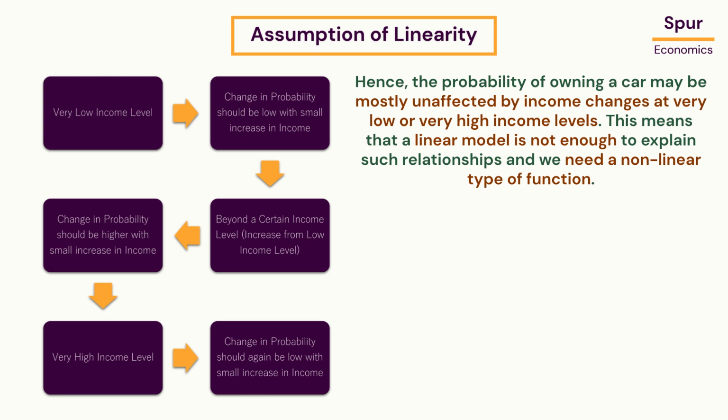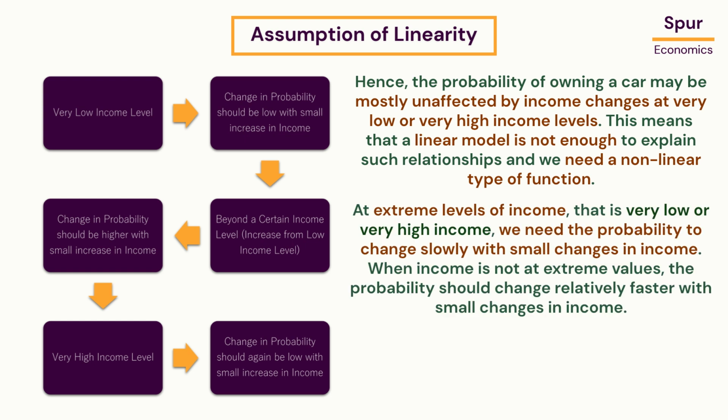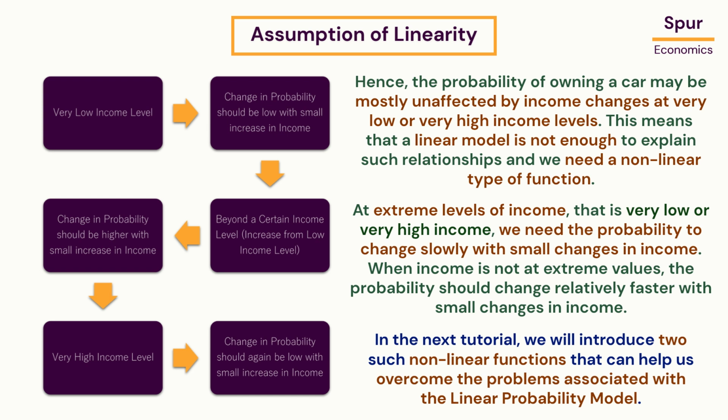Hence, the probability of owning a car may be mostly unaffected by income changes at very low or very high income levels. This means that a linear model is not enough to explain such relationships, and we need a nonlinear type of function. At extreme levels of income, that is very low or very high income, we need the probability to change slowly with small changes in income. When income is not at extreme values, the probability should change relatively faster with small changes in income. In the next tutorial, we will introduce two such nonlinear functions that can help us overcome the problems associated with the linear probability model.